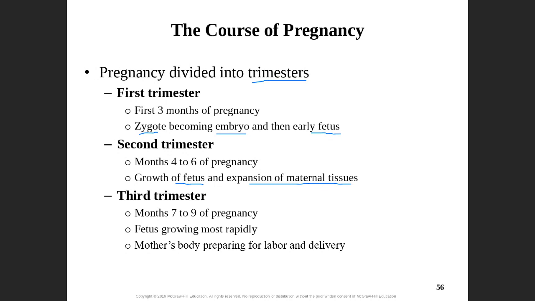All right, then finally, our third trimester, the last 3 months. This is where we see the most rapid growth. And while this is occurring, the mother's body is preparing for the birth of the fetus. So you'll start to get increased breast tissue growth in preparation of the mammary glands for the production of milk.